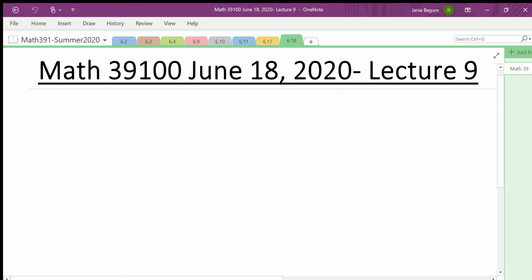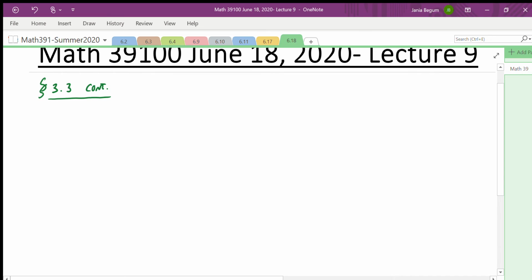So we're continuing with 3.3. We're looking at a y double prime, suppose it has a coefficient a, plus b y prime plus cy equals 0.